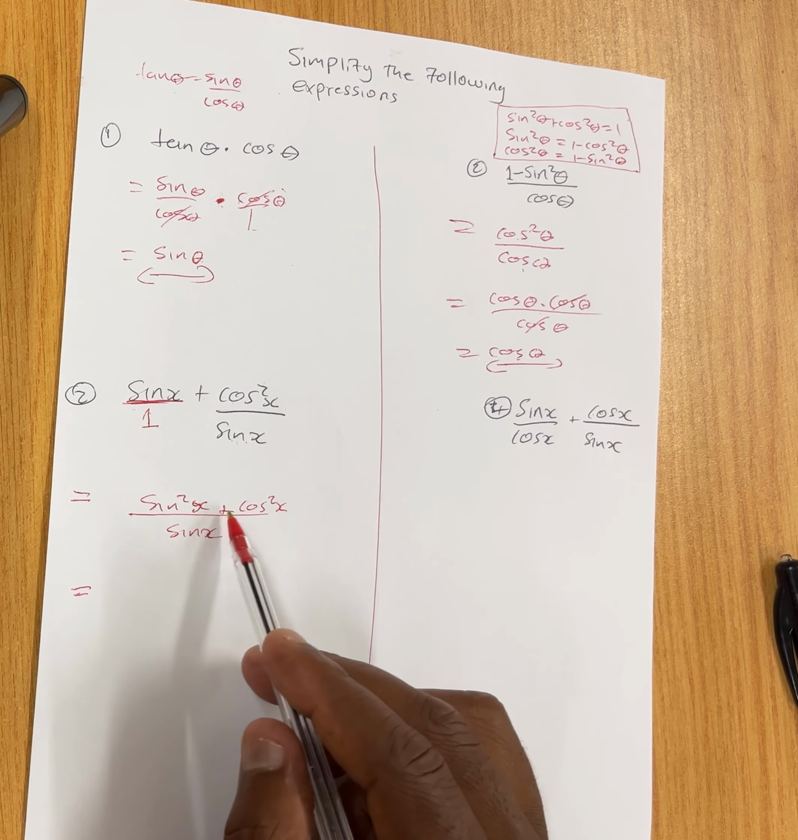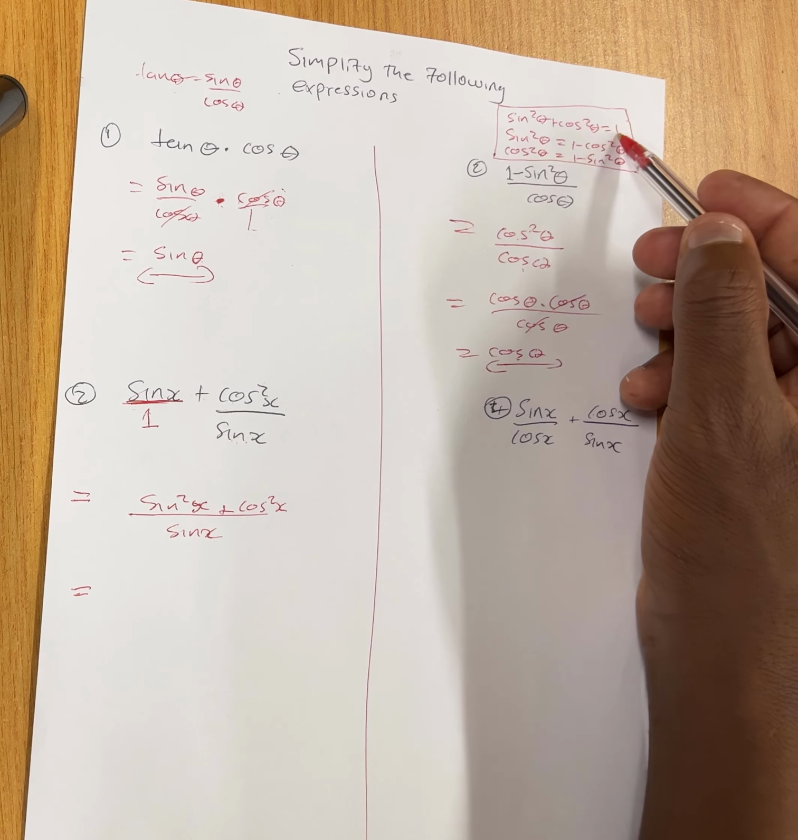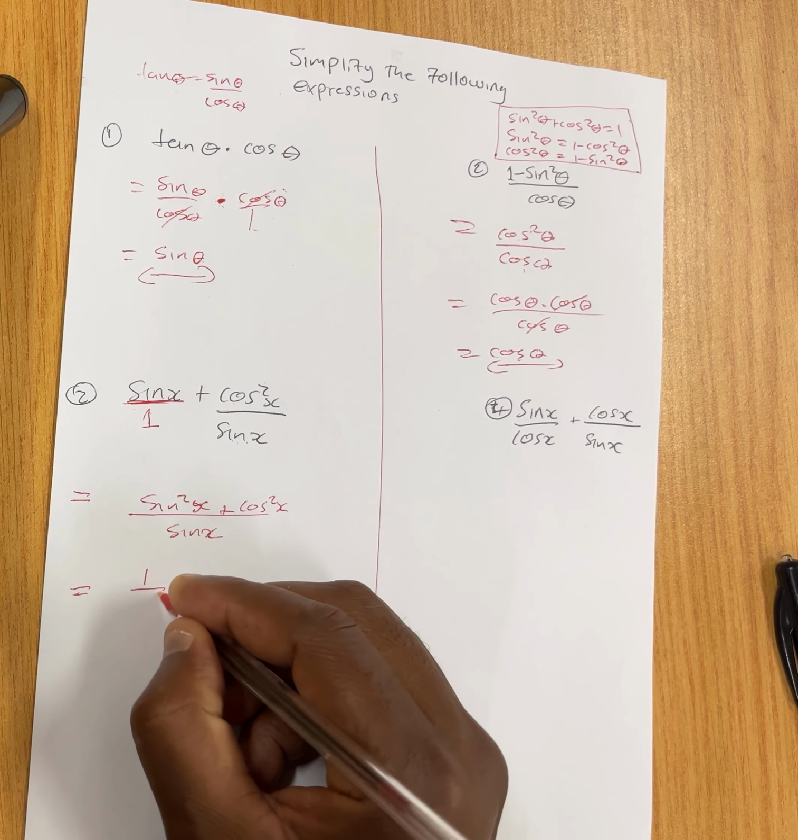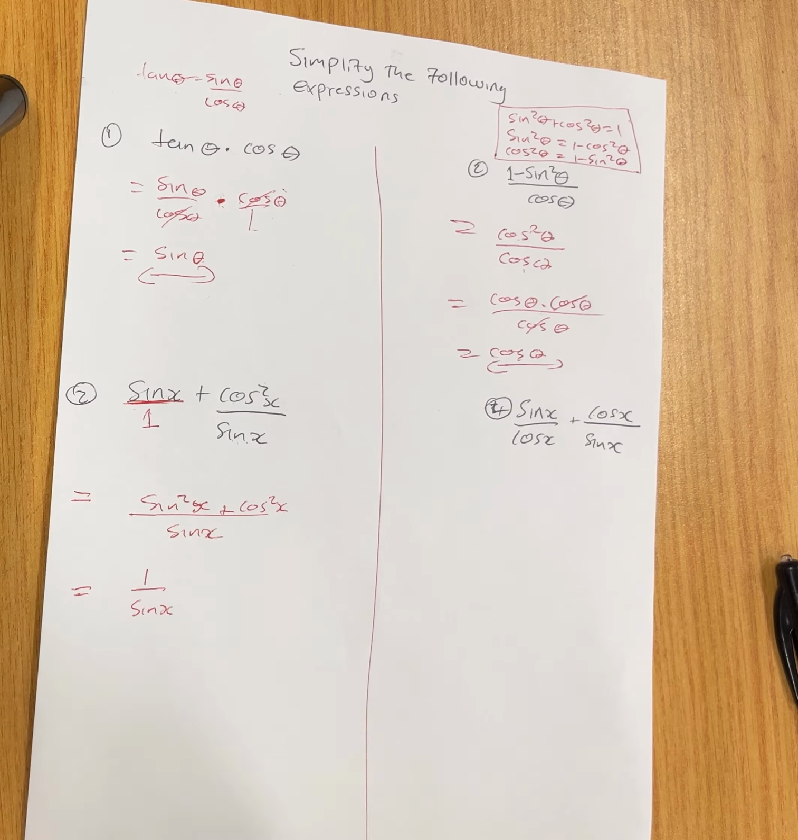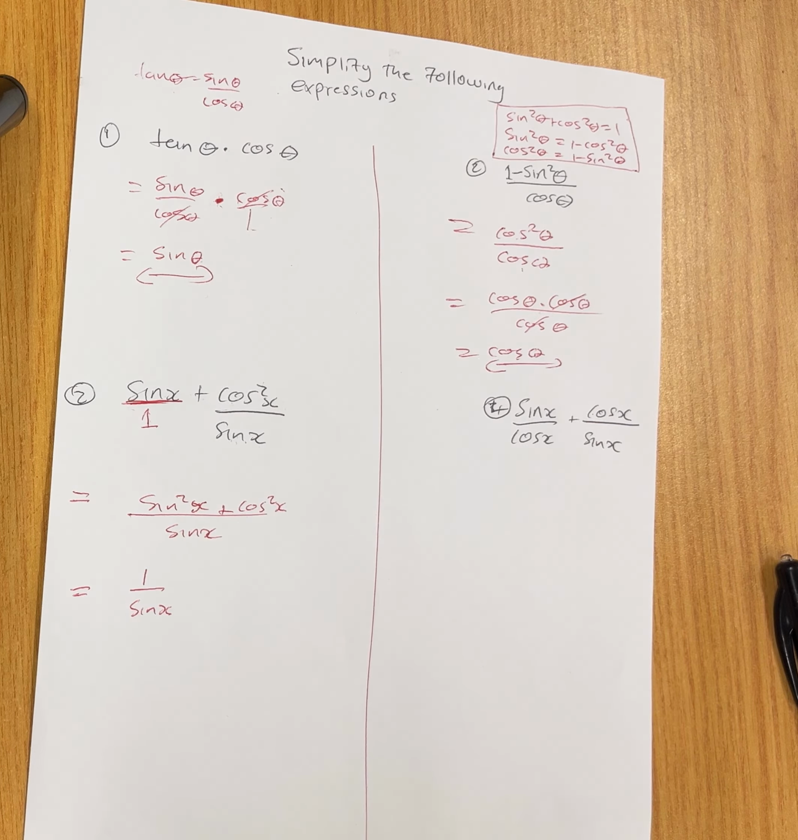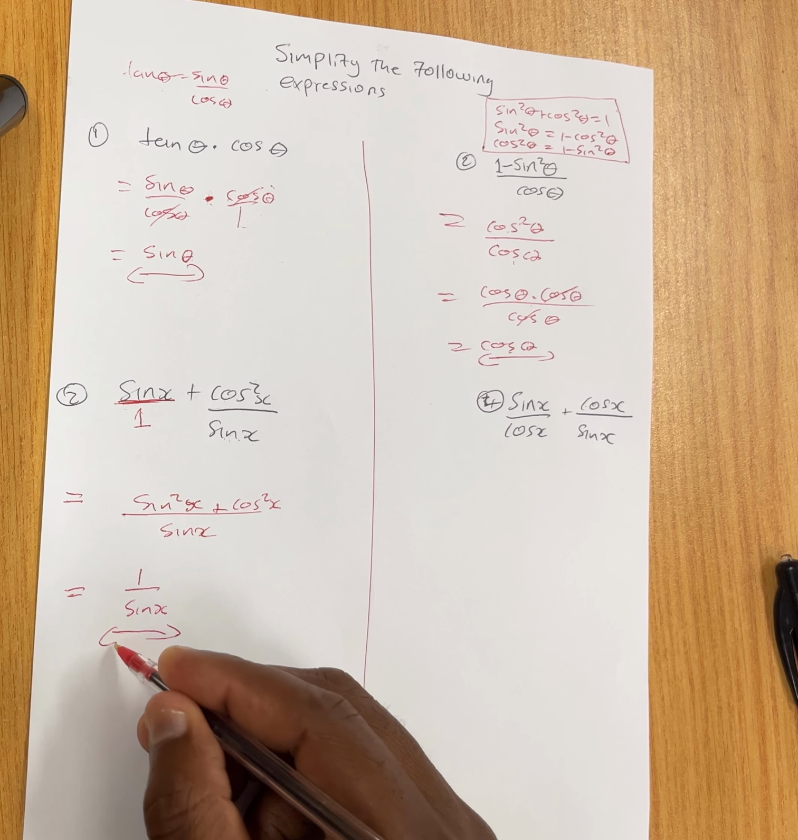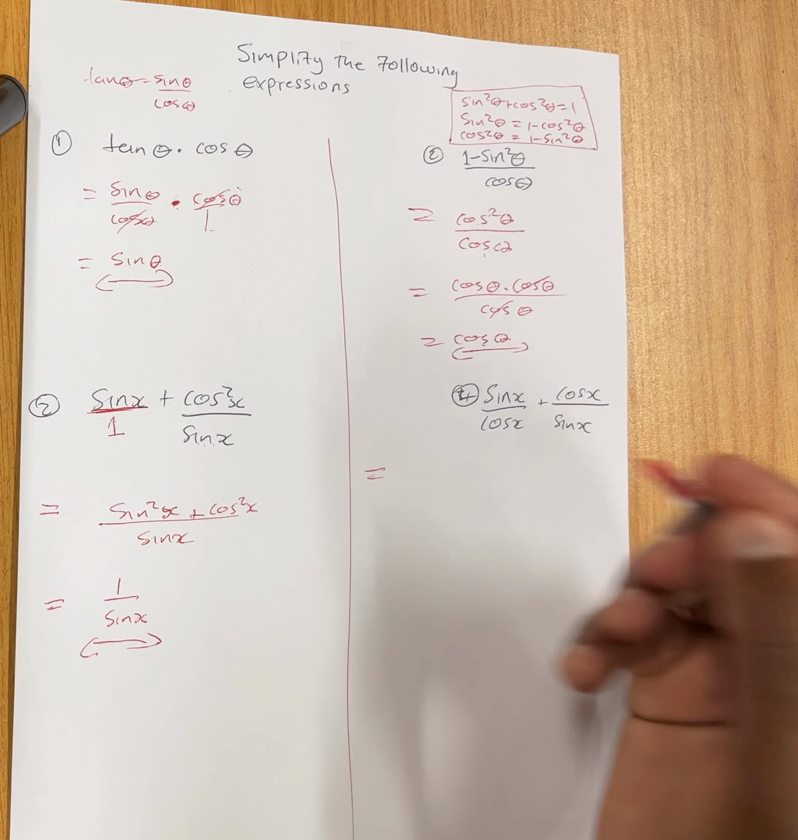Sine squared x plus cos squared x is equal to 1. So it's 1 divided by sin x. So you have reduced the expression to fewer terms. So this is your answer. Let's try the last one.